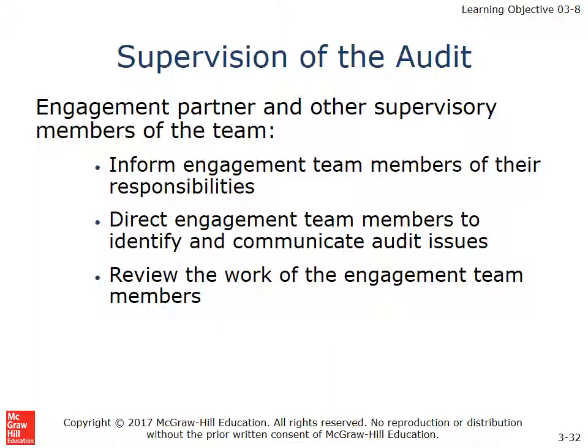What kind of steps are there? What's the responsibility of the team? Well, supervision of the audit is conducted by the engagement partner and other supervisory members. So they inform the team members of their responsibilities, because remember, an audit is always a team. Direct engagement team members to identify and communicate audit issues, and then review the work of the engagement team members. So usually the partner is the last one to sign off. Supervisor is reviewing the detail work and collecting problems.